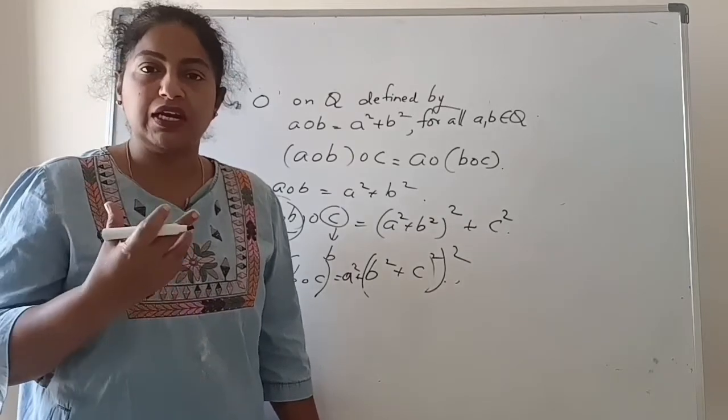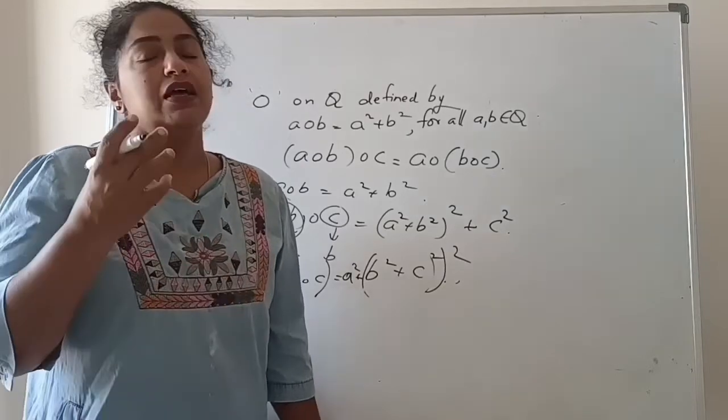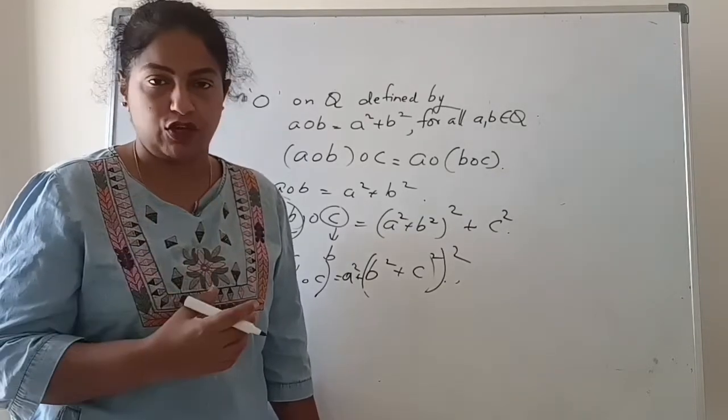Okay. Now, I hope you are clear with how to check the commutativity and associativity of binary operations. So, now we will move on to the concept of identity element for binary operations.